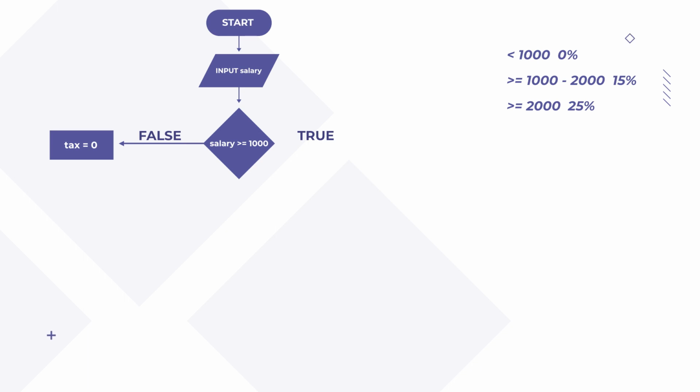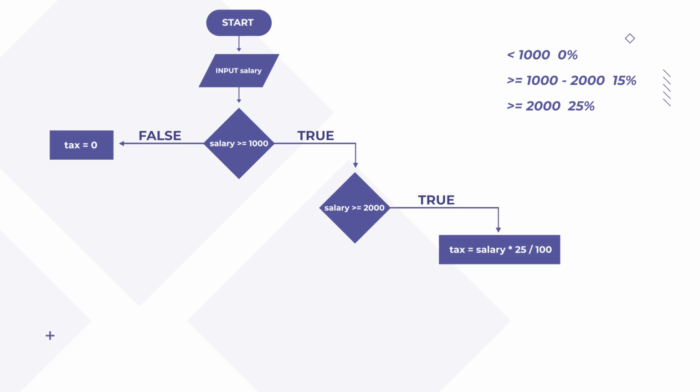So my friends, at this point we cannot make the decision. We have to check the salary again, so there will be another condition: if salary is greater than or equal to 2000. If this condition is true, the tax will be calculated at the rate of 25%, so tax is salary times 25 divided by 100. If this condition is false, it should come here and execute this part: tax is equal to salary times 15 divided by 100.